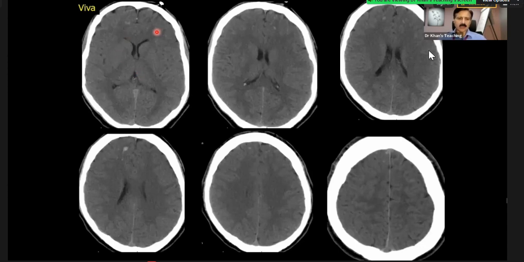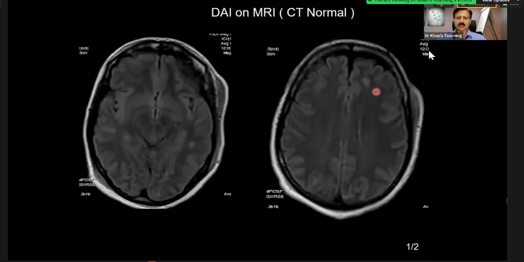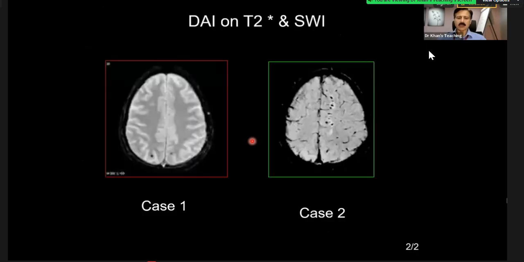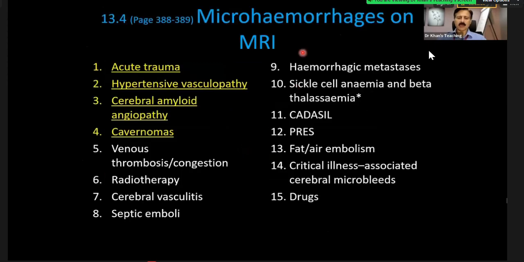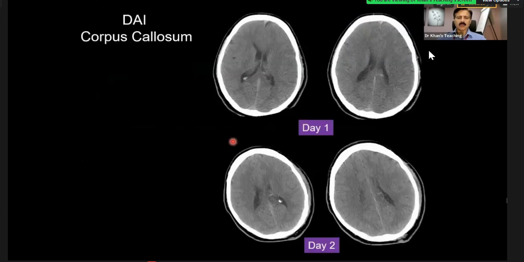So this is gray, white matter junction. Gray, white was normal, but on a FLAIR sequence, you can see some high signal. But the king sequence, as I told you, is a T2 weighted or a SWI sequence, which will show these micro hemorrhages. So micro hemorrhages on MR from your book.